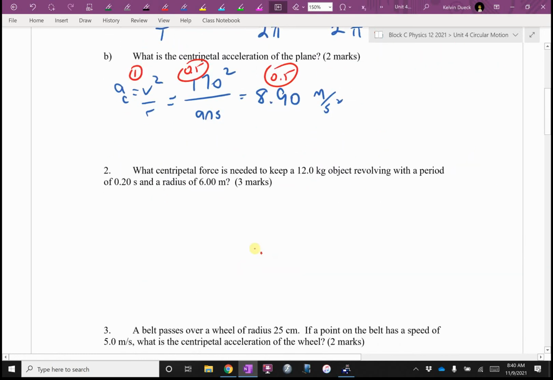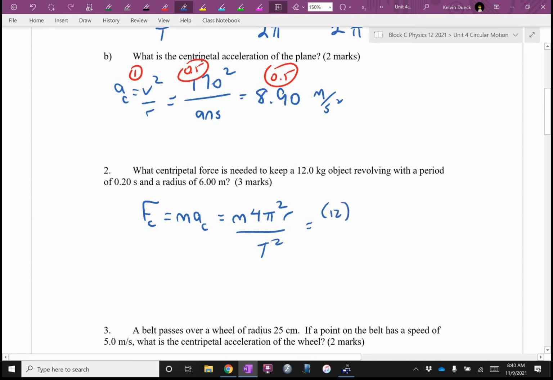Number 2 said, what centripetal force? Here, no free body diagram required. They're just asking me to find FC. That's like asking me to find F net. If they said find F net, I went straight to MA. If they asked me to find FC, I'm going to go straight to MAC. Which version? Oh, they gave me the period, so it's going to be m 4 pi squared r over t squared.